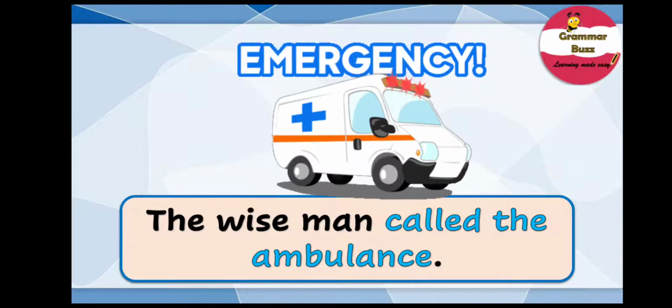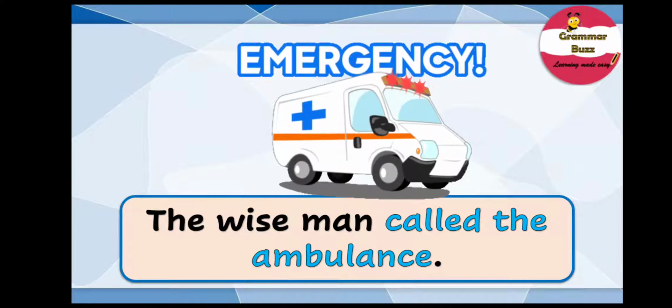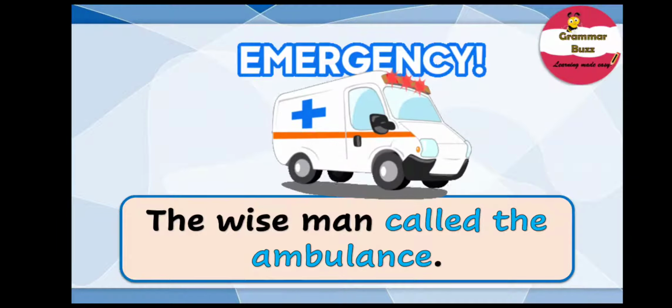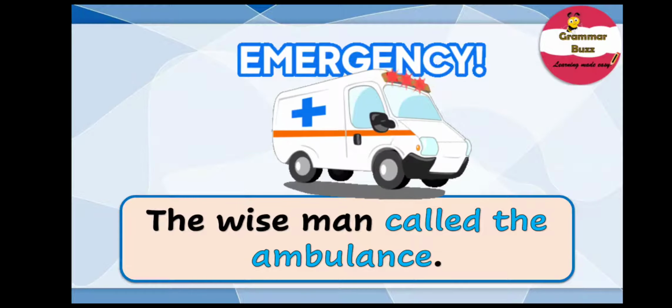Let's take this example. The wise man called the ambulance. Which part shows what the wise man did? What did he do? Yeah, you're right. He called the ambulance. Called is the verb, and called the ambulance is the predicate of the sentence. Remember, the predicate of a sentence always contains the verb.